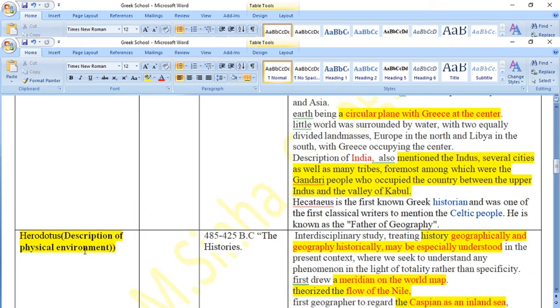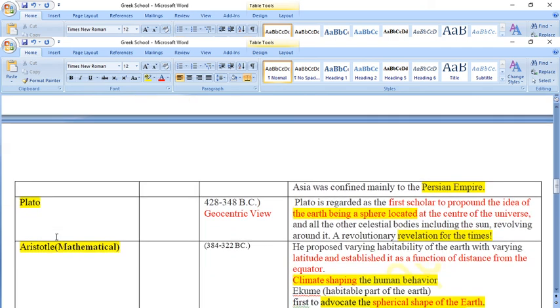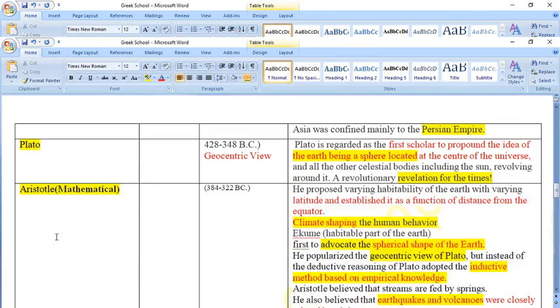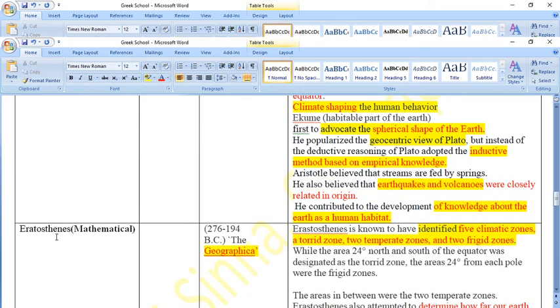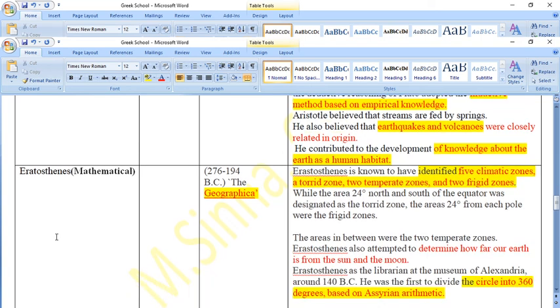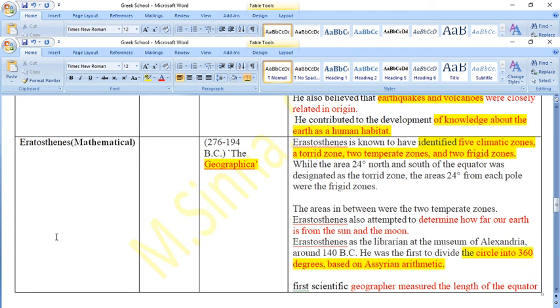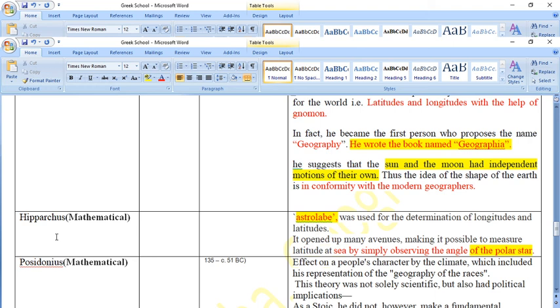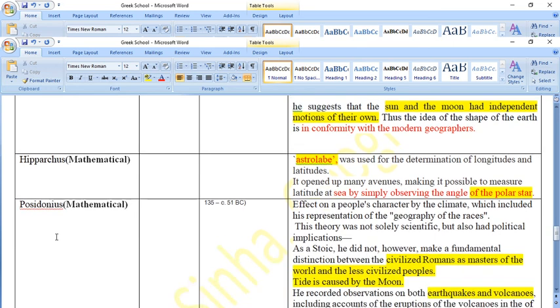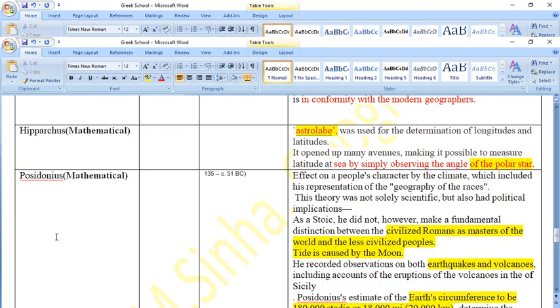A descriptive approach, a literary approach, good oratory and good description help us give information about history and historical events in those days. Then Plato, a mathematical geographer, provides clear-cut measurement of the sphere and the concept of 360 degrees. Aristotle is a mathematical geographer. Eratosthenes is also mathematical as well as a human and literary geographer. He provides lots of information about the Earth's surface. He first used the name Geographica. Then Hipparchus used the instrument astrolabe to identify the polar star, latitude and longitude. Then Posidonius: historical geography, political geography, and the relation of earthquakes and volcanoes. He also gave his opinion about the Earth's circumference.